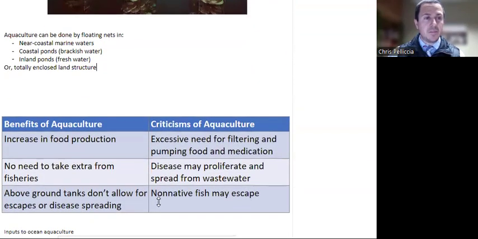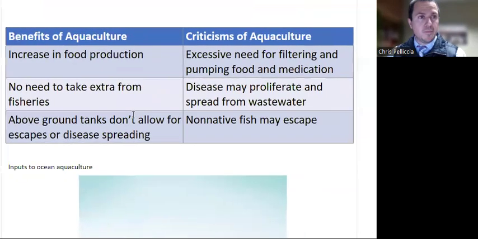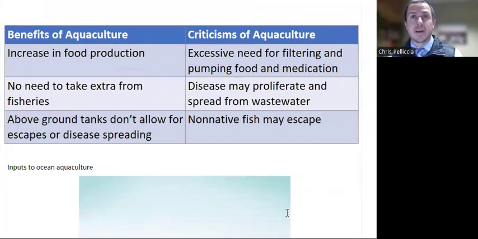And I want to look at some benefits of aquaculture as well as some criticisms of aquaculture. Looking at the benefits, this increases food production. Natural fisheries are simply maxed out. There's no need to take more from those fisheries. And the above ground tanks don't allow for fish species to escape or for diseases to spread out into the wild. That said, there are some criticisms of aquaculture.